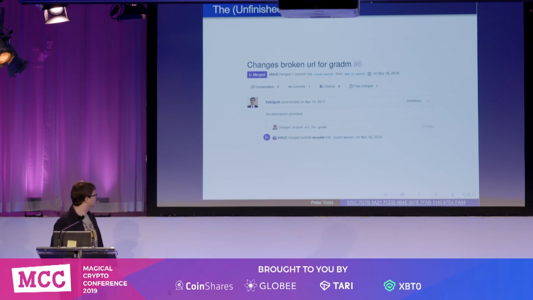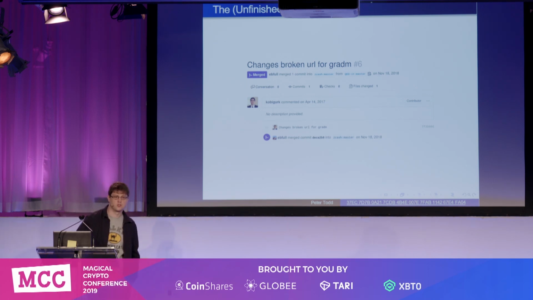This is an example of one of the very few issues raised by other people trying to replicate this deterministic build. And as you can see there, someone noticed that one of the URLs was broken in the build system, and it just wouldn't work, and it was merged over a year later. I don't really think this is indicative of a team that actually wants people to go and check, did this actually work? And this is one of two issues I noticed.